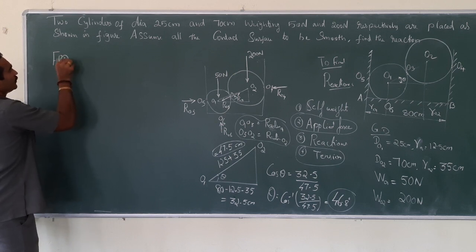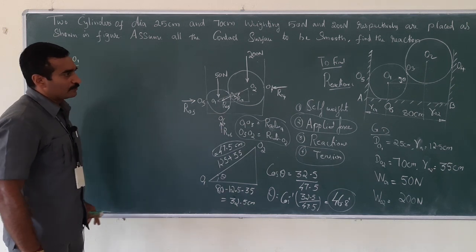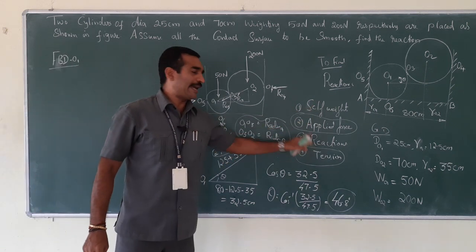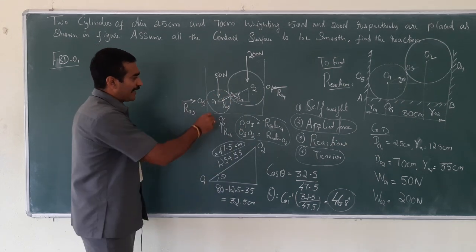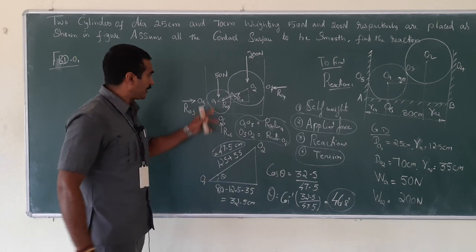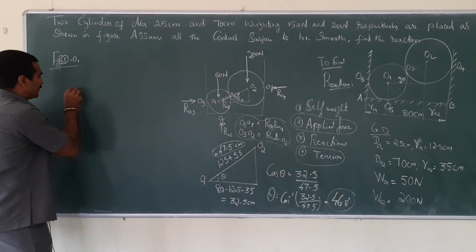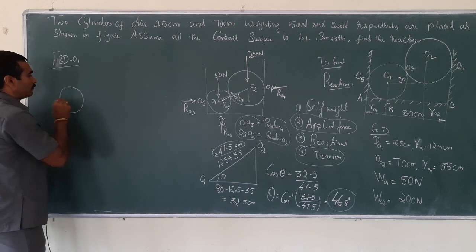FBD for O1. So let me just take this one, where you have the self weight and only reactions. How many reactions are there as far as this is concerned? 1, 2, 3 reactions are there and one self weight is acting. Right? So let me just take the O1.